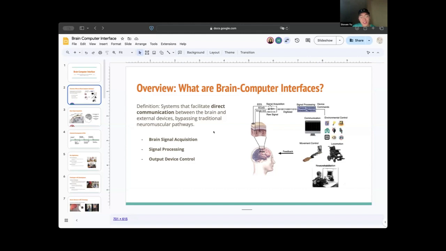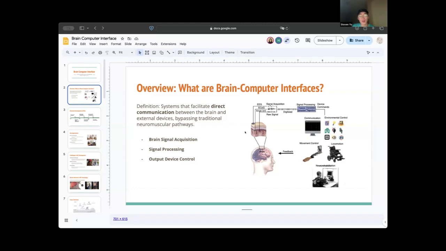So by definition, these are systems that facilitate direct communication between the brain and external devices. We can separate the whole BCI process into three steps. The first is brain signal acquisition. In this case, we try to extract data or signals from our brain. It can be done invasively or non-invasively, which I'm going to explain in a little more detail later.